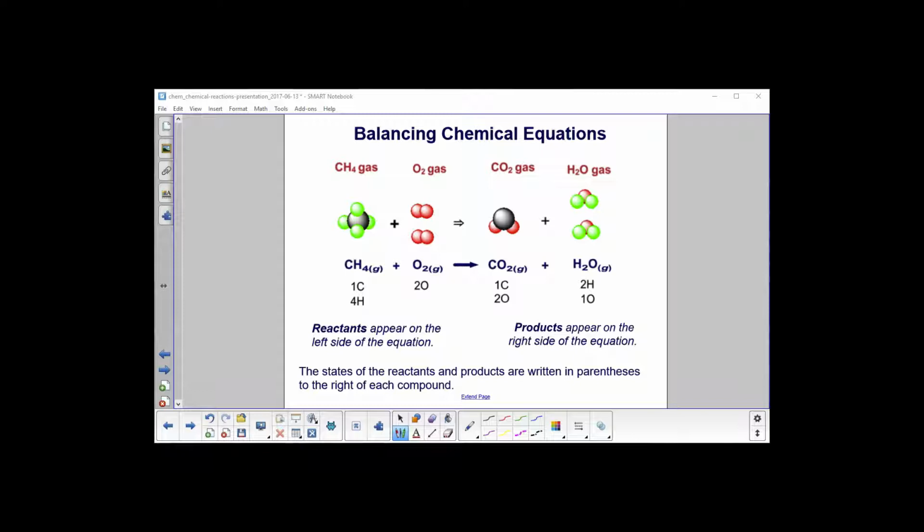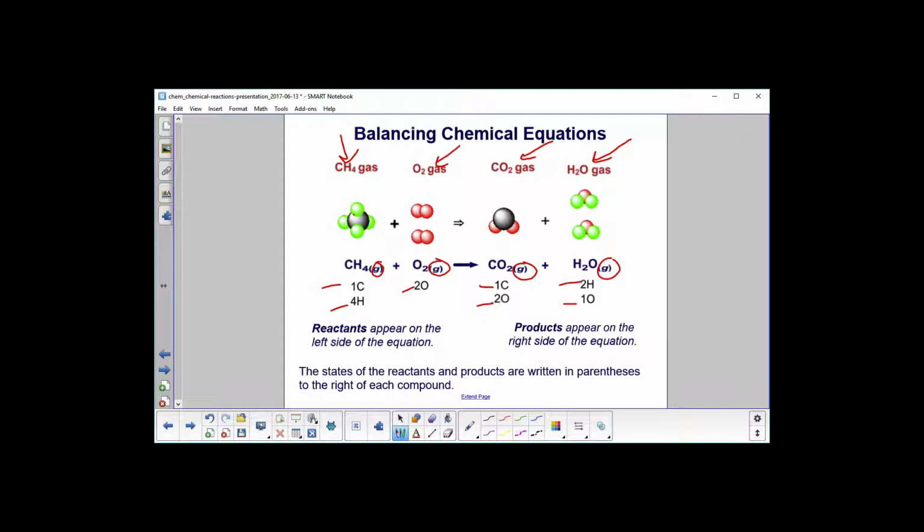So we're going to use the reaction we've been dealing with, which is methane plus oxygen yields carbon dioxide plus water. You can see we've written to the right, they're all in the gaseous state. And now we're going to break apart each molecule and see how many elements we have. So for the CH4, we have 1 carbon, 4 hydrogens. We have 2 oxygens, 1 carbon, 2 oxygen, 2 hydrogens, and 1 oxygen.